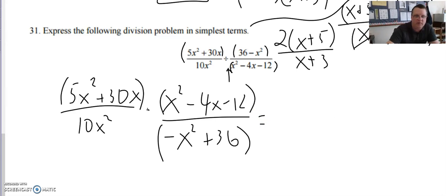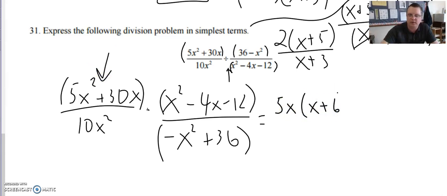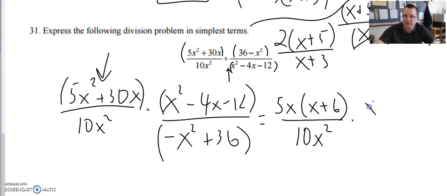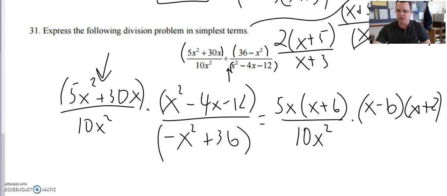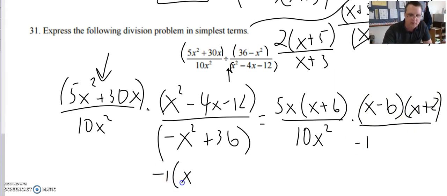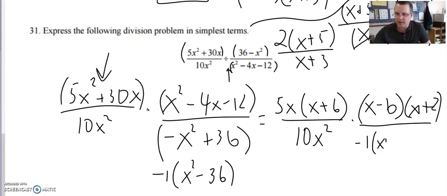So the factoring of this first fraction, I'm going to take out a 5x. I'm left with x plus 6 all over 10x squared times. The numerator of the second fraction is x minus 6, x plus 2. So I get the negative 4 and then negative 12. Then you had to take out the negative 1. I'll do it over here to show you. Negative 1, x squared minus 36. So the negative 1 is out, and you have an x plus 6, x minus 6.